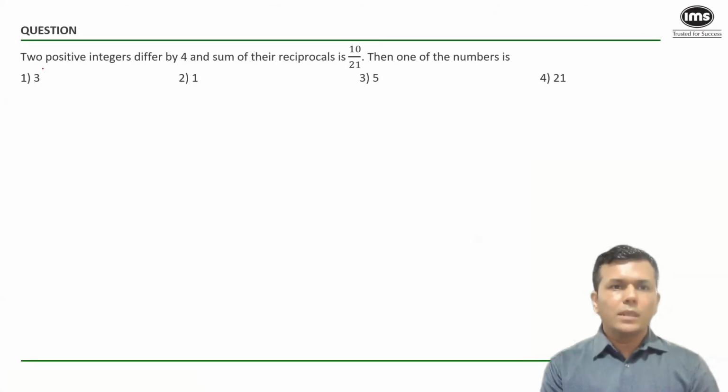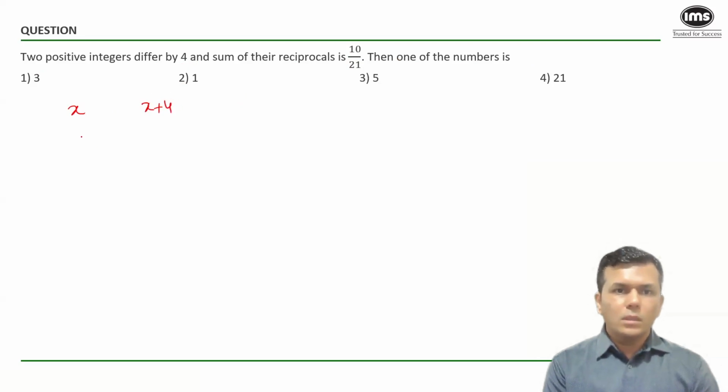The next question says that two positive integers differ by 4 and the sum of the reciprocals is 10 by 21, then one of the numbers is which one? So let's take two positive integers as x and x plus 4 as they differ by 4. Now the sum of the reciprocals is 1 upon x plus 1 upon x plus 4, and that is given to us as 10 by 21.